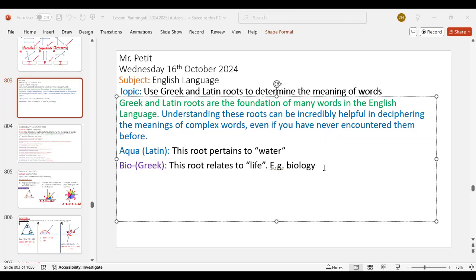Okay, so aqua is Latin, bio is Greek. Remember, these come from Greek and Latin, and they use them to form English words. That's kind of interesting. So that's why I say Greek and Latin are the foundation of a lot of words that we use today.